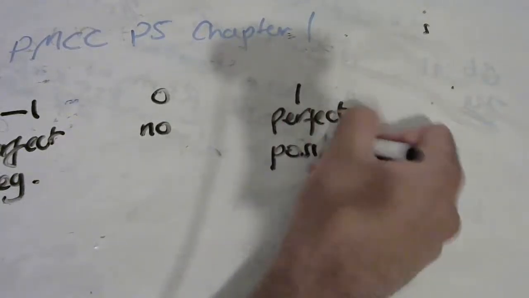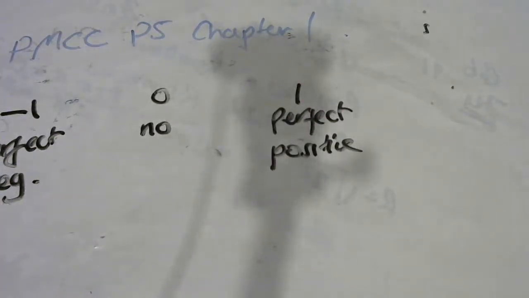And +1 is a perfect positive, all right? So you've got the 1 to -1. So like, you get something like 0.1.